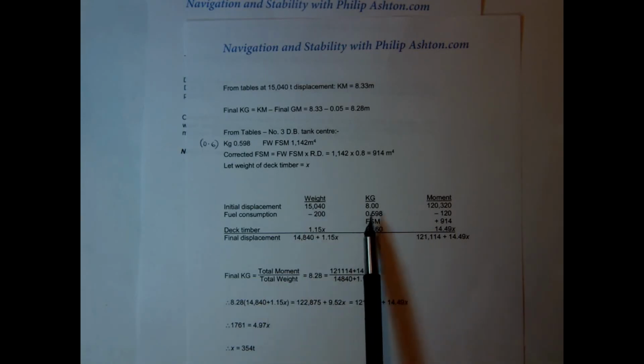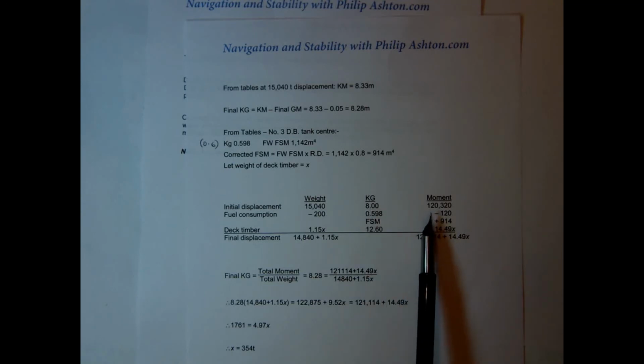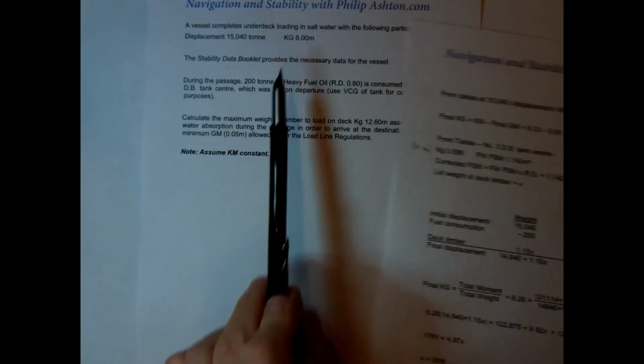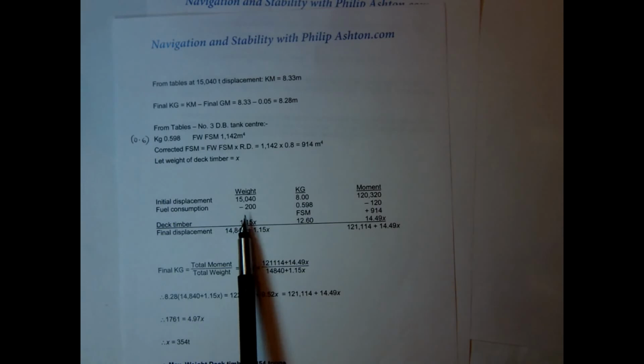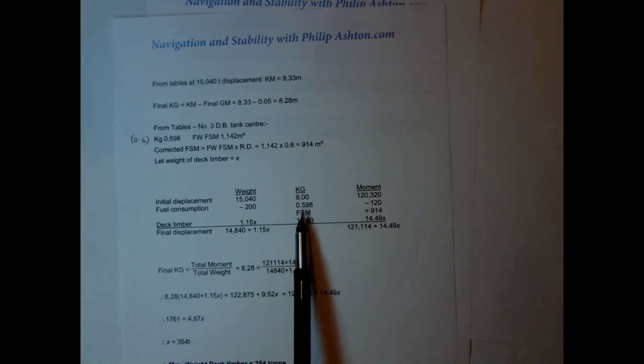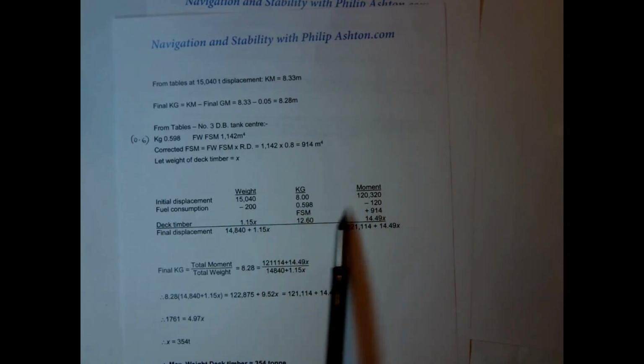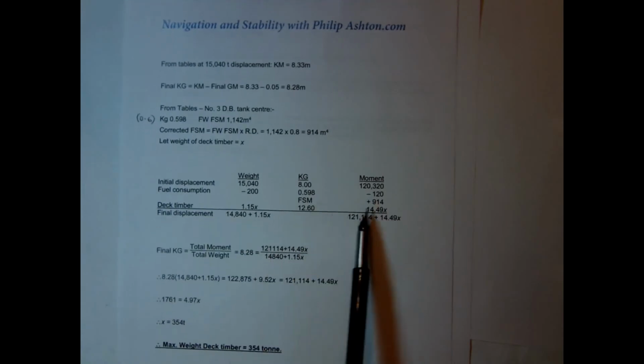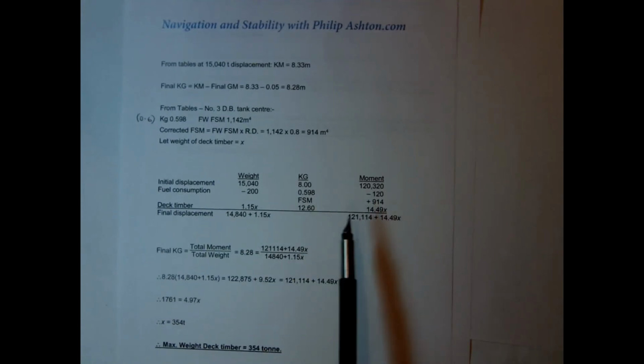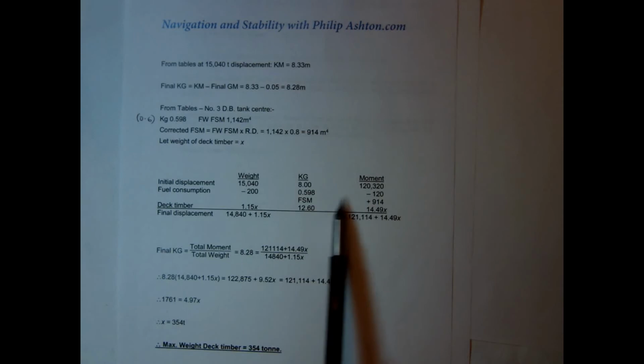Initial displacement, initial KG, and the moments. So we're given our initial displacement, initial KG. Fuel consumption, we've used 200, 0.6, it won't really make any difference here, it's still the same, 120. Free surface moments added of course, so we've subtracted the fuel moments and added the free surface moments.